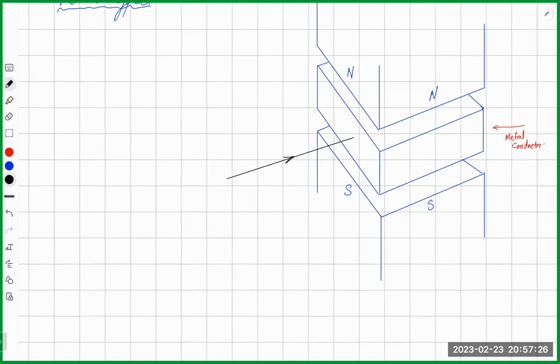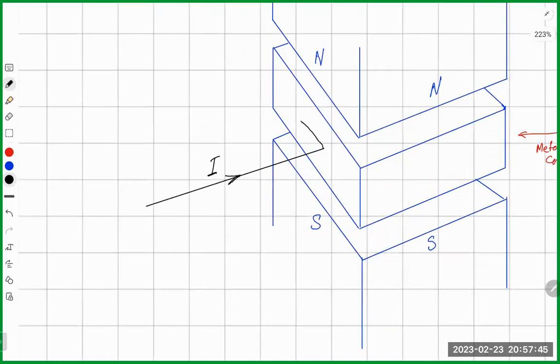Look, if this is the current, it means it is the positive charge particles' direction. So this is the current. Because of the magnetic field, current should experience a force to that direction. If you make your fingers from north to south and your palm is giving you the direction of the current, you will see the force will be to the far end of the metal.